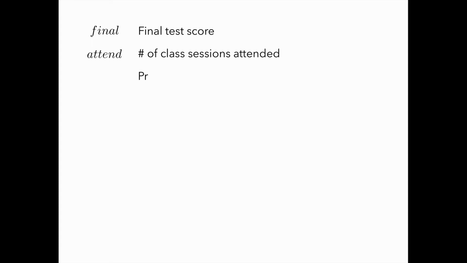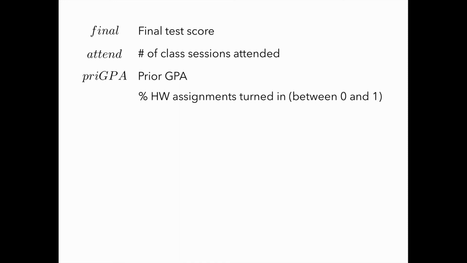Let's look at an example of a regression with multiple explanatory variables. We're interested in the effect of student characteristics and behaviors on test scores. So the dependent variable in our regression is the test score on the final exam, and our independent variables are number of class sessions attended, prior GPA, and the percent of homework assignments turned in, which is a value between 0 and 1.